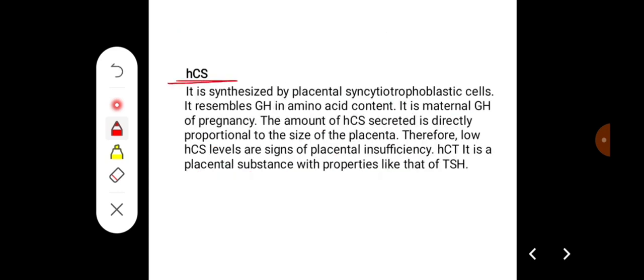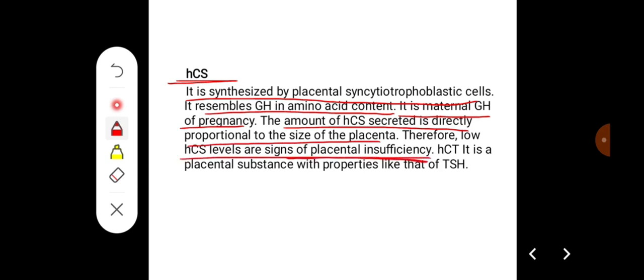Whereas HCS, that is, it is synthesized by the placental syncytiotrophoblastic cells. It resembles growth hormone in amino acid content. It is the maternal growth hormone of pregnancy. The amount of HCS secreted is directly proportional to the size of placenta. Therefore, low HCS levels are signs of placental insufficiency. HCT is a placental substrate which has properties like that of thyroid stimulating hormone.